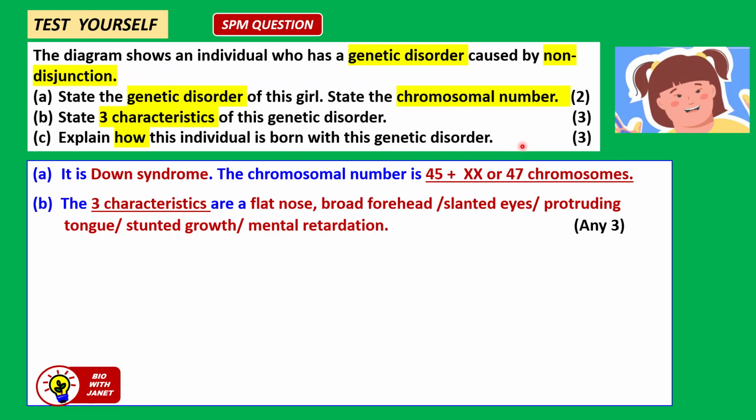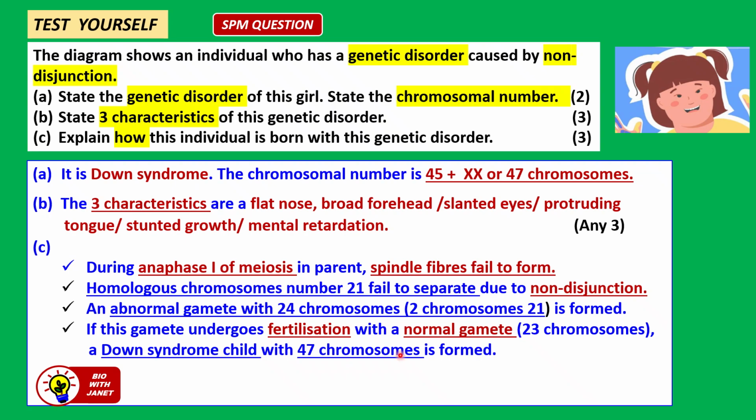So, okay, take note. How are we going to explain it concisely? Okay, and not too long, right? If it comes out in a structured question, 3 marks. All right, this is what you can write. During Anaphase 1 of meiosis in the parent, spindle fibers fail to form. Thus, the homologous chromosomes number 21 fail to separate to opposite poles due to the phenomenon called nondisjunction. So, an abnormal gamete with 24 chromosomes, or with 2 chromosomes 21, is formed because the 2 homologous chromosomes 21 move to the same pole.